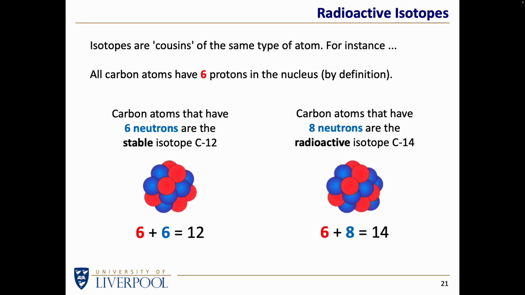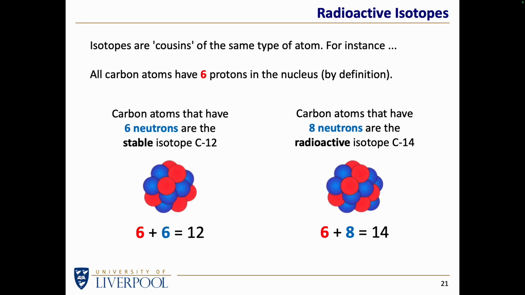But there's another type of carbon. If you take a carbon atom that has not 6 but 8 neutrons in the nucleus, 6 plus 8 is 14. We call this one carbon-14. This particular isotope, this particular cousin of carbon-12, is radioactive. It is not altogether happy having that combination of protons and neutrons. It wants to change into something else. It is unstable. This is the particular isotope that's responsible for carbon dating.